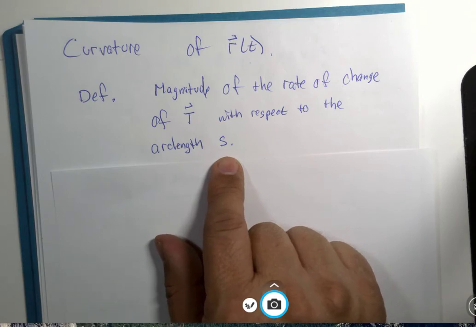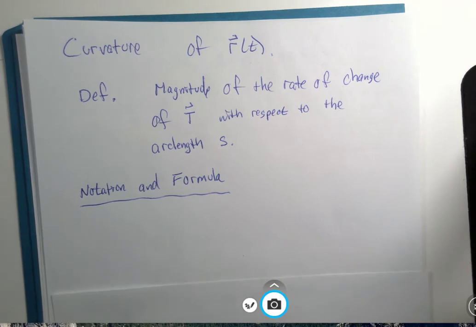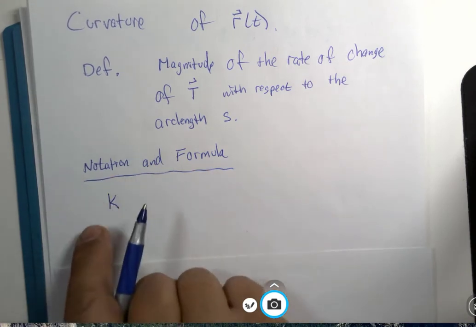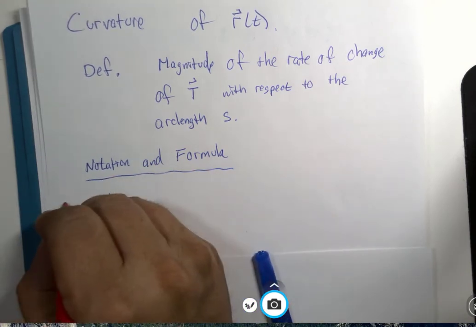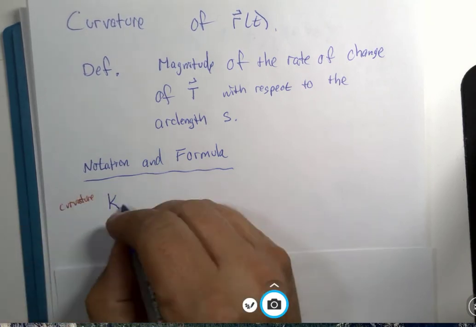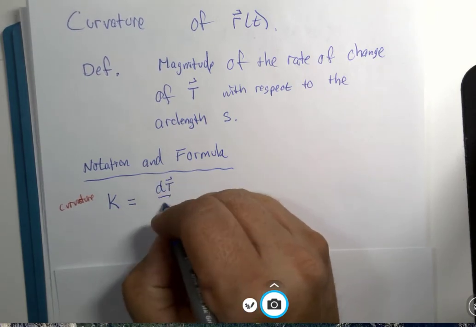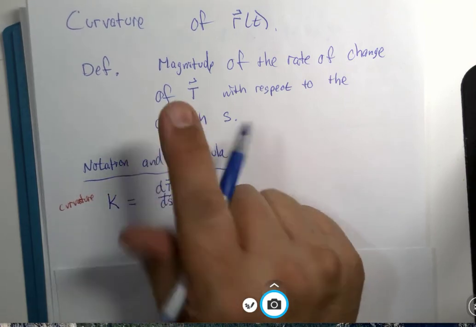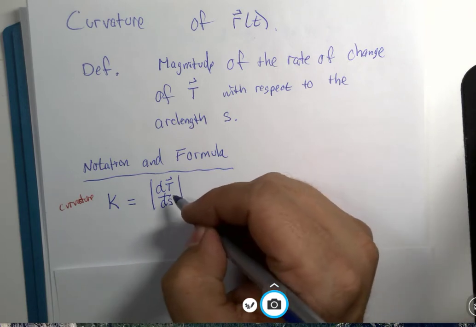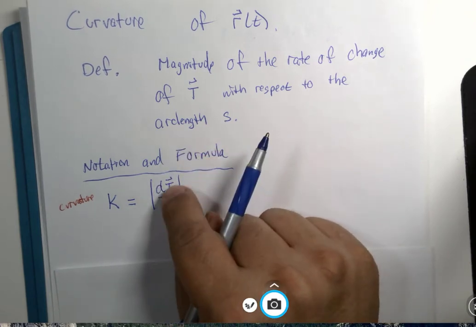So, notationally, the letter K is used for curvature. What it means is if you were to calculate the rate of change of the unit tangent vector over an arc length and find the magnitude of that vector, this is basically saying, how does the direction change over a length?